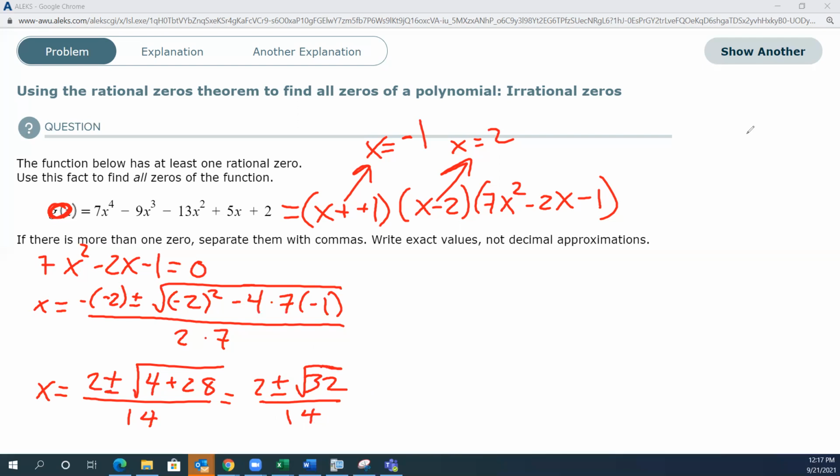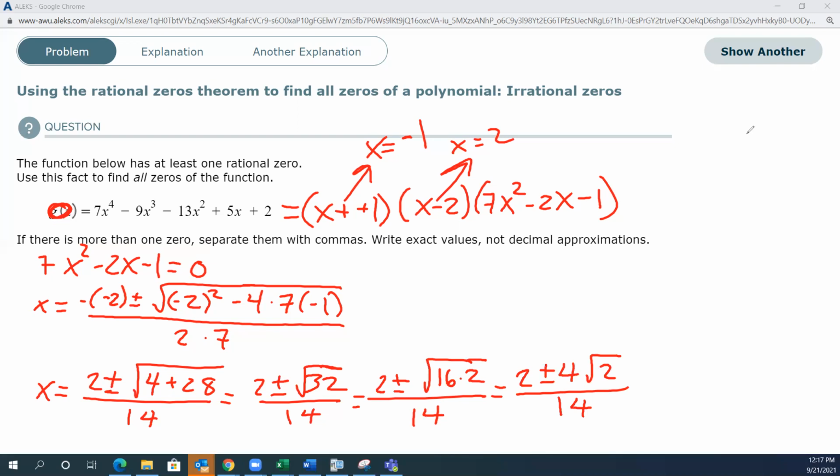Now, can we simplify this guy any further? Yes, because we can factor out. Well, we can say, hey, that's 16 times 2, and I know the square root of 16. Whoops, that's 32, not 2. So square root of 16 is 4. And then we can cancel a 2 out of each term and get 1 plus or minus 2 root 2 over 7.